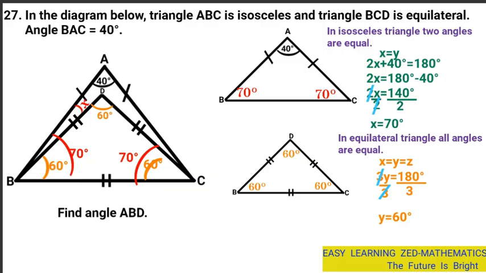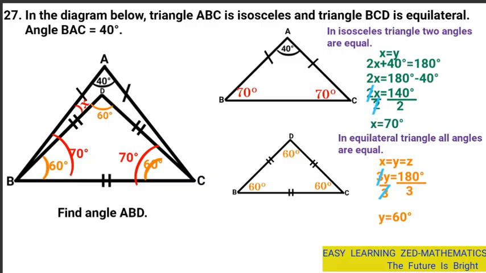Now what we can do is pick one corner of the triangle. We can pick the one on the left side, where there is B. We can look at that. We know the angle which is big there is 70 degrees, and the angle which is smaller there is 60 degrees. The one which is big is 70 degrees. The other one which is smaller is 60 degrees.